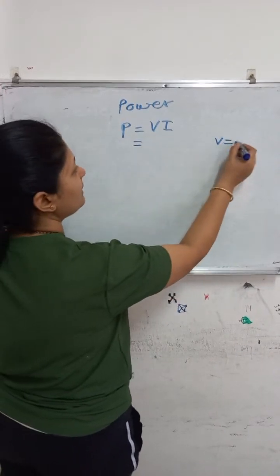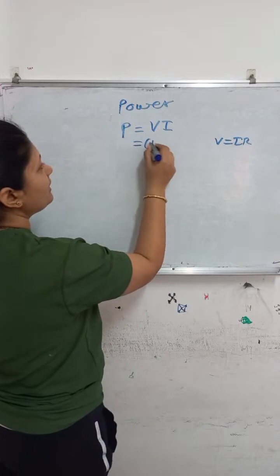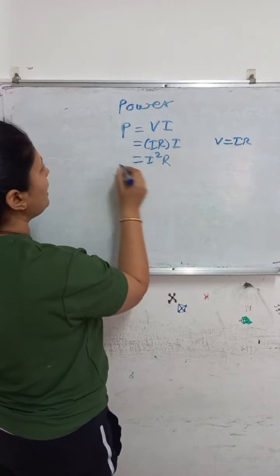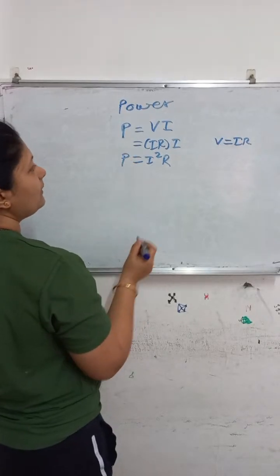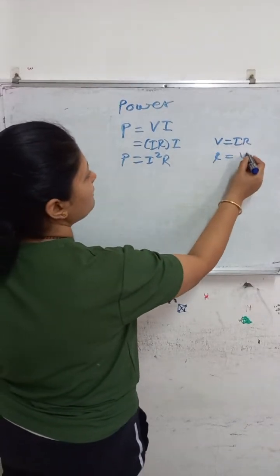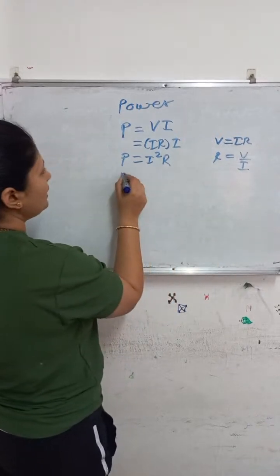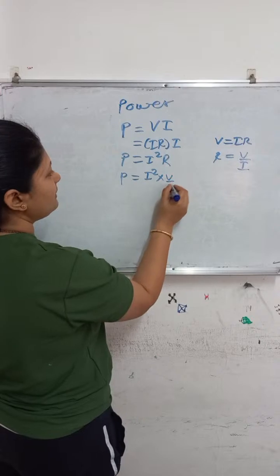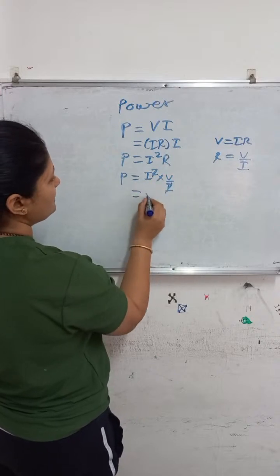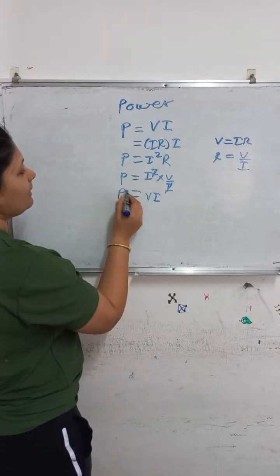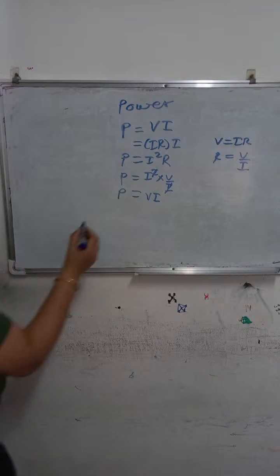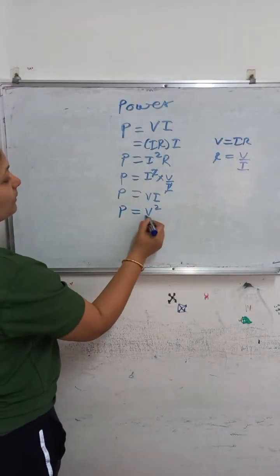V is nothing but IR. So I will write I into R into I, that is nothing but I square into R. This is P. Then R is nothing but V by I. So here P is I square R, and I will substitute R as V by I. So I and I get cancelled, and I will get V into I. Okay. Even we can make modifications, and we can write here V square by R.